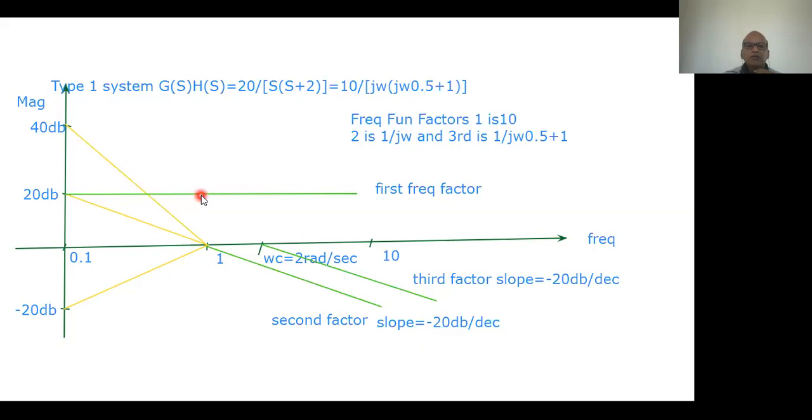Up to this 1, the initial slope of this first factor is equal to 0. Then starting from this 0.1, at this corner frequency, the slope is 0 plus minus 20, that is minus 20 dB per decade.